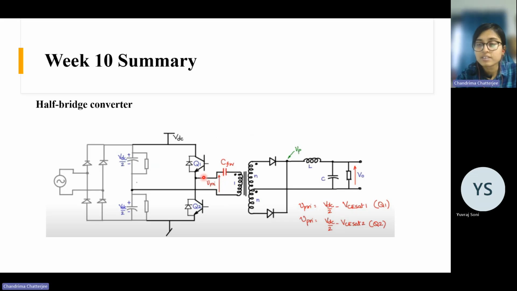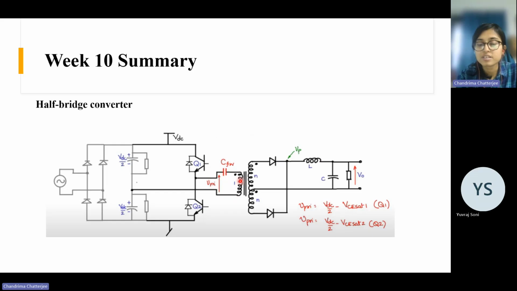What is the advantage? Then the capacitor can block the DC portion of the voltage and only the AC portions will come here. That's why there will be no imbalance in the volt-second. Because now the DC portion of the voltage will appear across this capacitor.